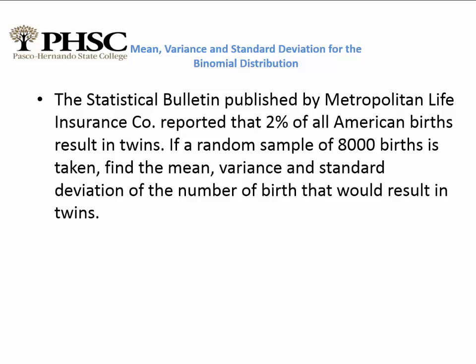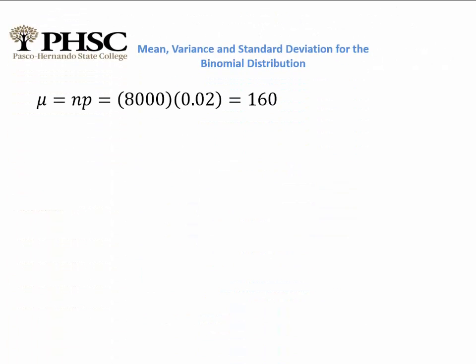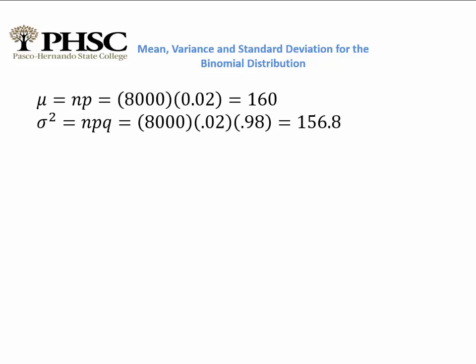Here's another example. The statistical bulletin published by the Metropolitan Life Insurance Company reported that 2% of all American births result in twins. If a random sample of 8,000 births is taken, find the mean, the variance, and the standard deviation of the number of births that will result in twins. So we have n is 8,000. The success is 0.02, so the mean is 160 births, with a variance of 156.8.